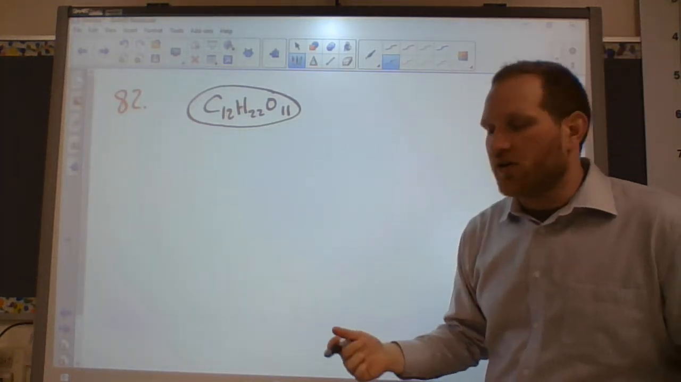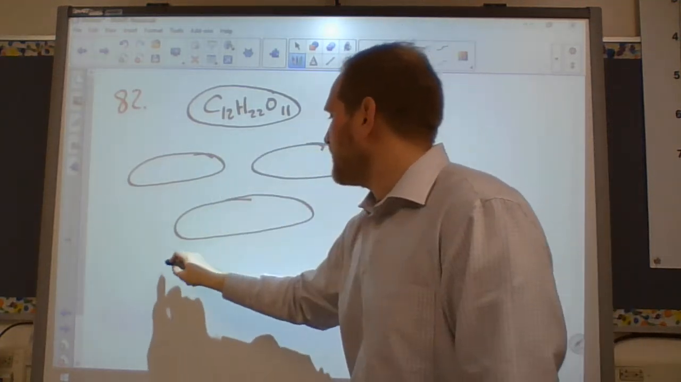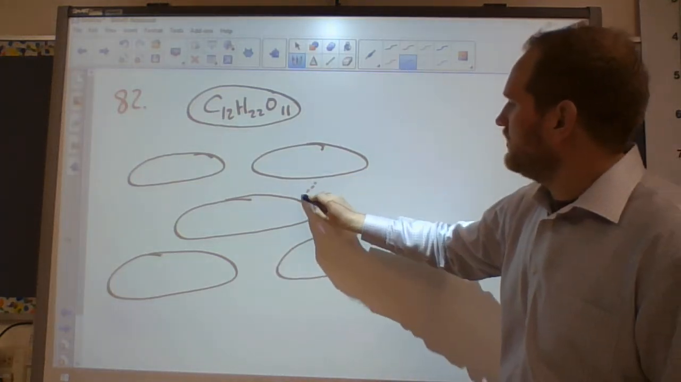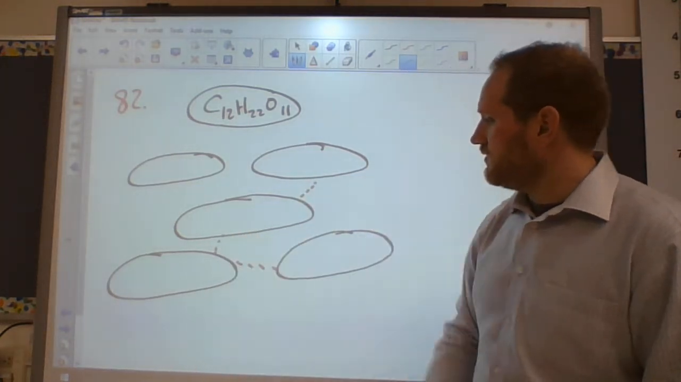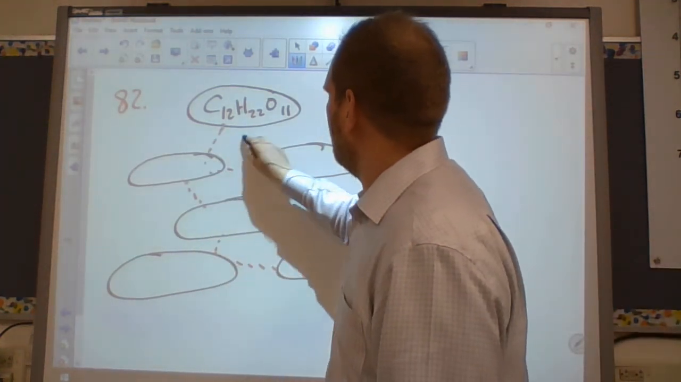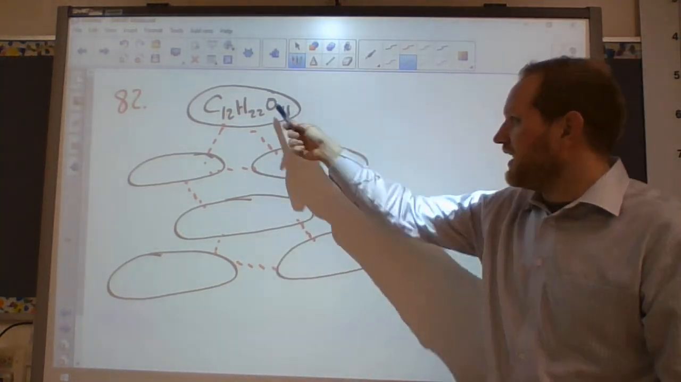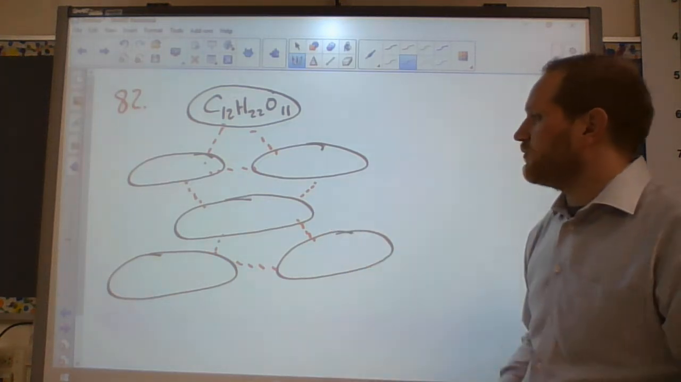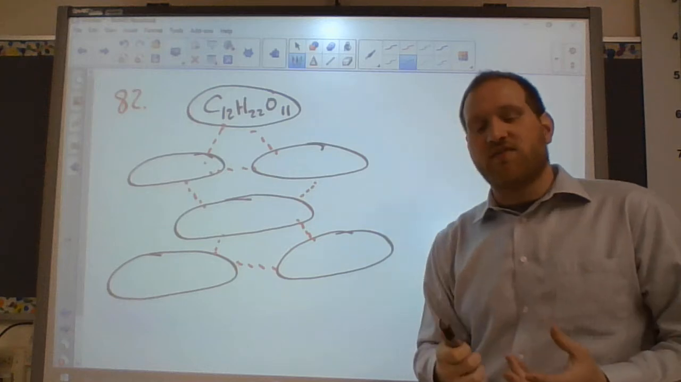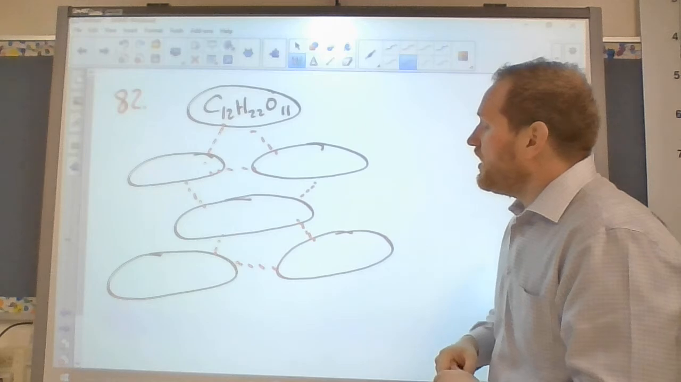Now, when you have a sample of sugar, you have a bunch of these sugar molecules hanging out near one another, but they're not actually bonded. They're only held together by what? IMFs. These represent IMFs. Okay, these are not ionic or covalent bonds. These are intermolecular forces. These sugar molecules are held together by those IMFs. Now, this is a very heavy molecule, so it's going to have impressively strong IMFs. That's why sugar is at least a solid at room temperature.